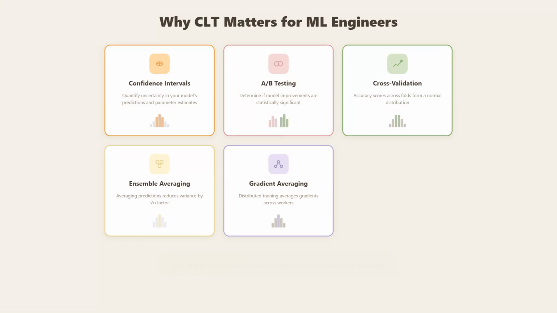Even ensemble methods and distributed training leverage this principle. When you average predictions from multiple models or gradients across GPU workers, CLT explains why this reduces variance. Understanding CLT isn't just theory, it's a practical superpower for building reliable machine learning systems.